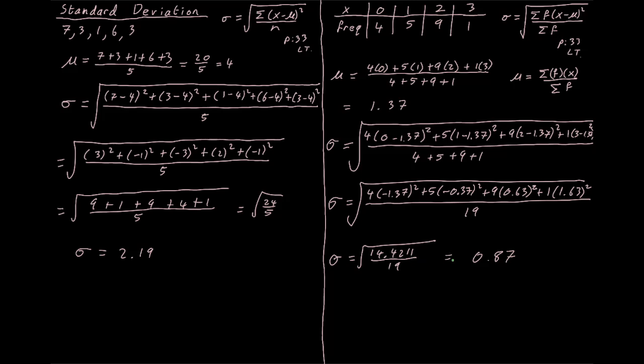So what this would tell us is that this data set is less spread out than this data set is. The average gap, if we can think about it that way, the average distance between our mean and our numbers in our data set is bigger for this data set than it is for this one. The average distance, our standard deviation, in this group is 0.87, and here it is 2.19. So this data set would be more spread out than this one on average.